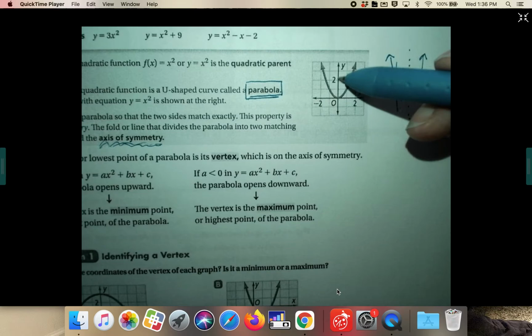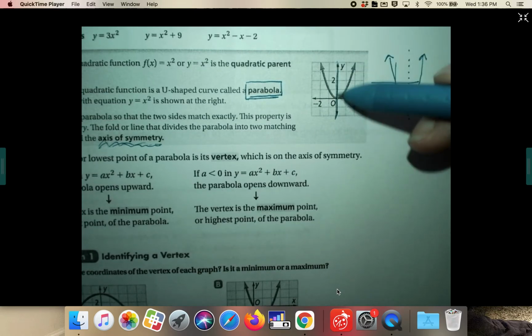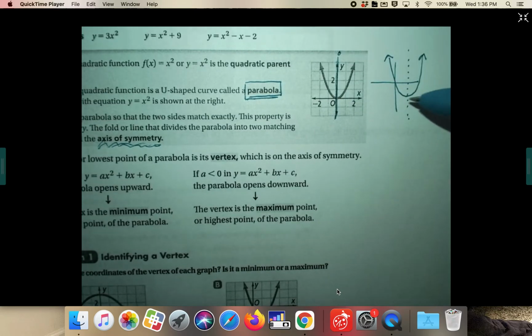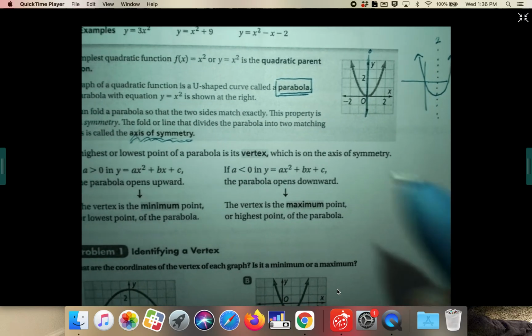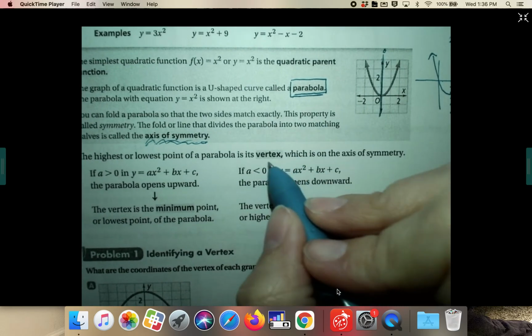So in this particular case, my axis of symmetry is on the 0, but in this case, my axis of symmetry might have been on 2 or whatever. So you're always going to have a center point that then it starts to open up and go back the other direction. Okay, you're also always going to have this thing called a vertex.